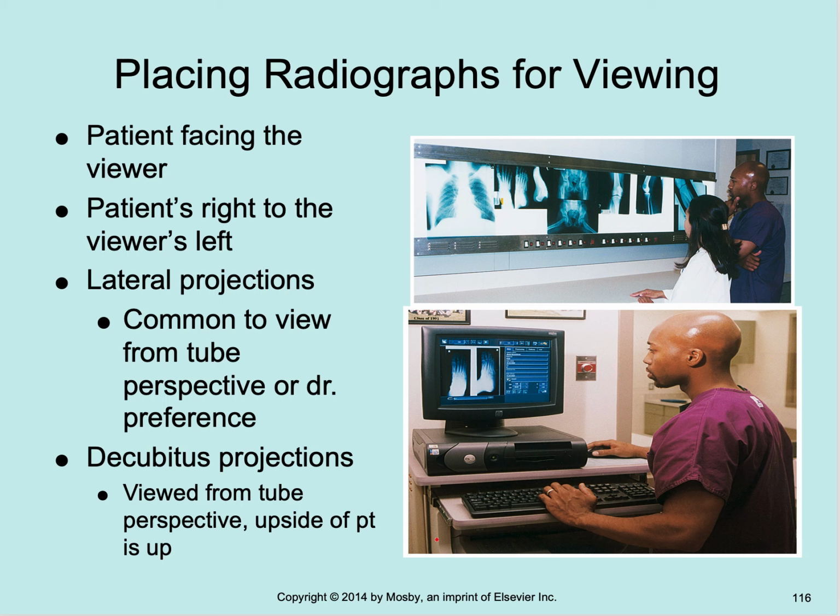So placing radiographs for viewing, patient is facing the viewer. So if you're looking at that image receptor, that patient is looking at you. Patient's right is to the viewer's left. So if you're looking at that image receptor, your left hand, when you point to the image, you're pointing to the right side. Your right side is aligned to the left side of that patient. So lateral projections common to view from the tube side. So if it is a right lateral, then as you look at it, you're looking at the left side to the right side.